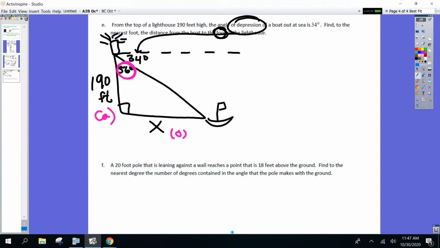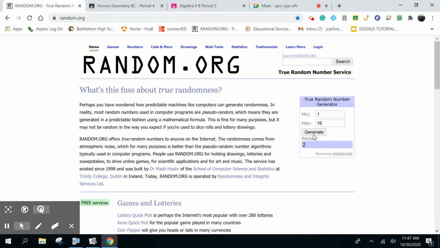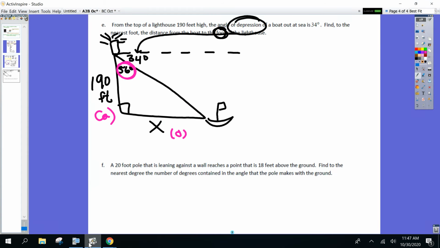So which one of the three can I use with O and A? Sophia, which one can I use with O and A out of the three? Tangent. Good job. So tangent of the angle I went from, 56, equals the opposite side, x, over the adjacent side, 190. Is this a side or an angle? It's a side, so cross multiply. Angles are only when I do the inverse button.